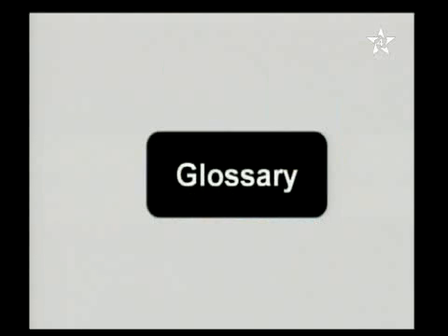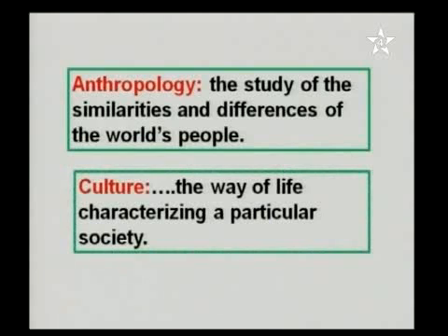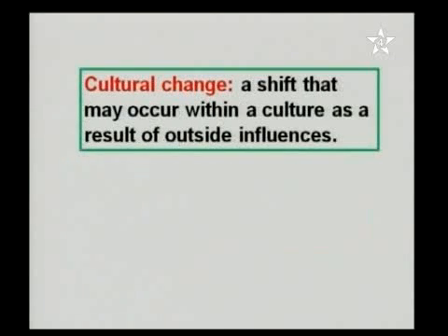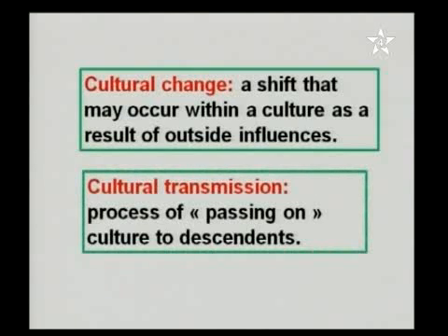Before we leave, I'd like to give you a glossary, that is to say, the explanations of the words we've seen so far in the lesson. Anthropology. It is the study of the similarities and differences of the world's people. Culture, the way of life characterizing a particular society. Number 3, cultural change. It's a shift that may occur within a culture as a result of outside influences. And the last item, cultural transmission, the process of passing on culture to descendants. Descendants meaning the future generations.